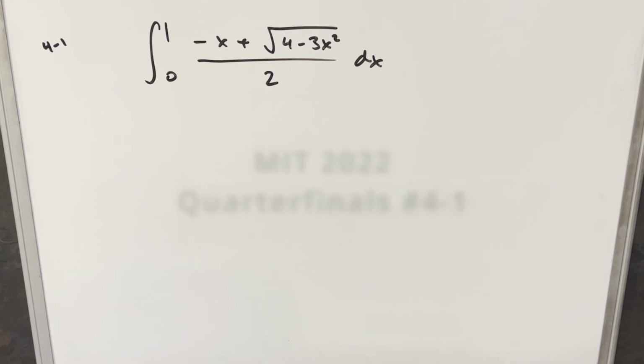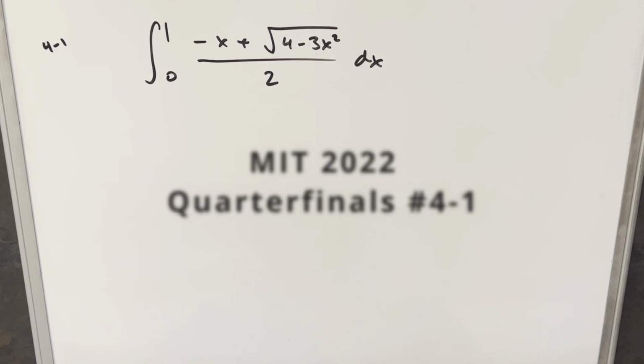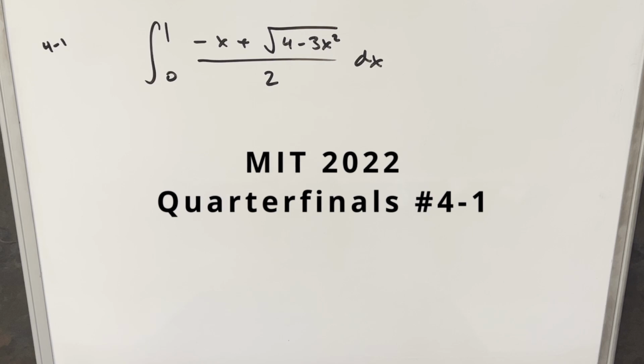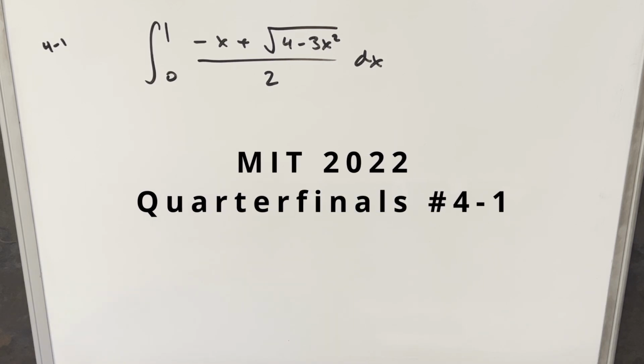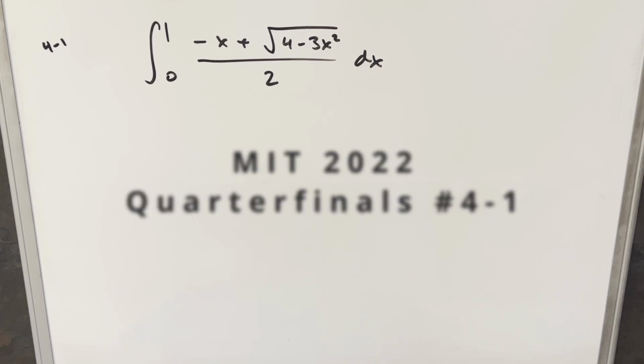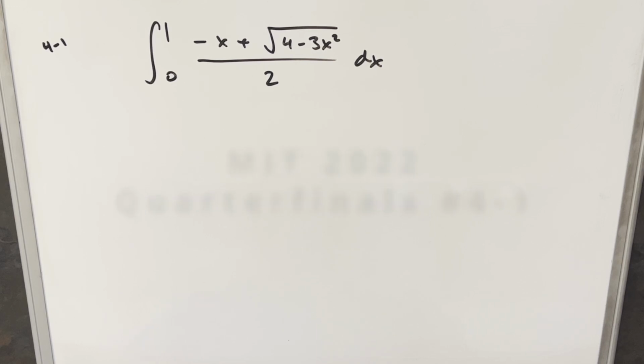Hey, we have here today another integral on the board. This was from MIT Integration Bee 2022, quarterfinals, round 4, problem 1. We have the integral from 0 to 1 of minus x plus square root of 4 minus 3x squared, over 2, dx. Okay, I definitely had a few questions and concerns on this one.